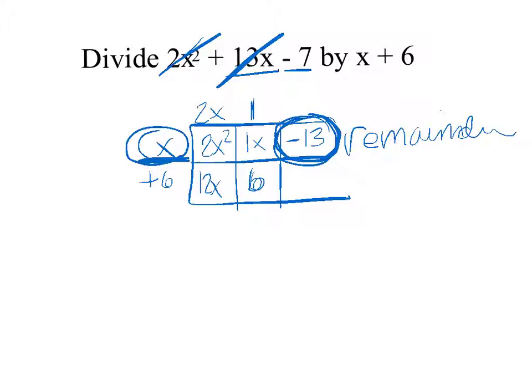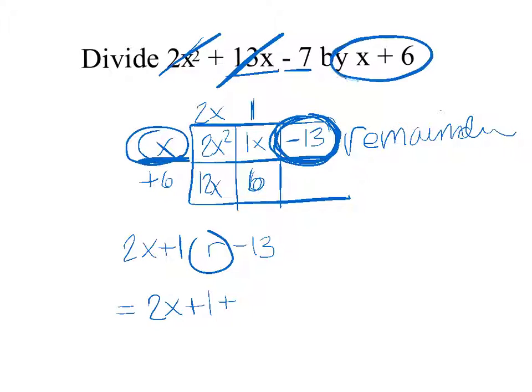So my answer at this point is going to be 2x plus 1 with a remainder of negative 13. But unfortunately, we don't write this r business. So what we do is we say it equals 2x plus 1 plus, and here's the idea of a remainder. A remainder is still being divided by what you're dividing by. Because it can't go in evenly, it's now going to be a fraction. And so we write plus, our remainder was negative 13 over x plus 6. So we've got our polynomial here plus this fraction of the remainder.